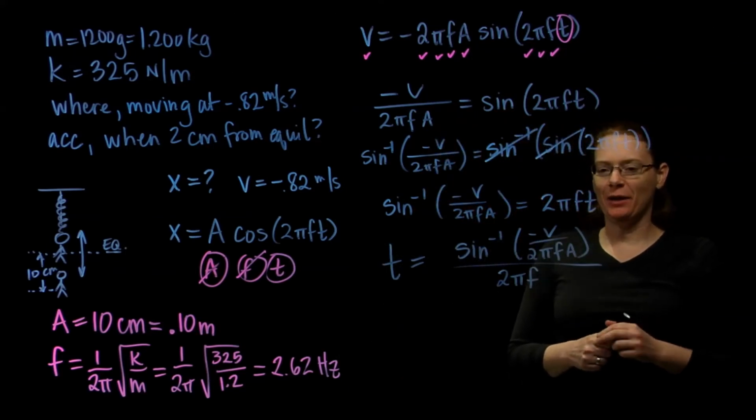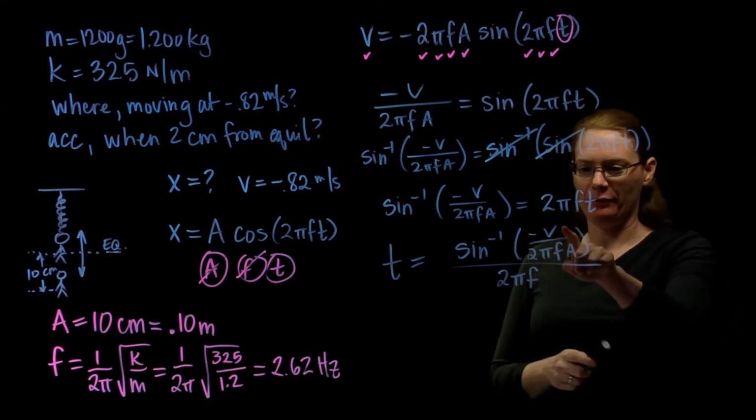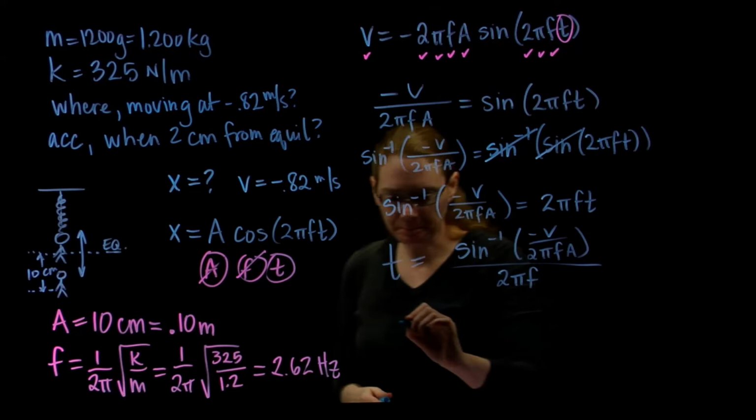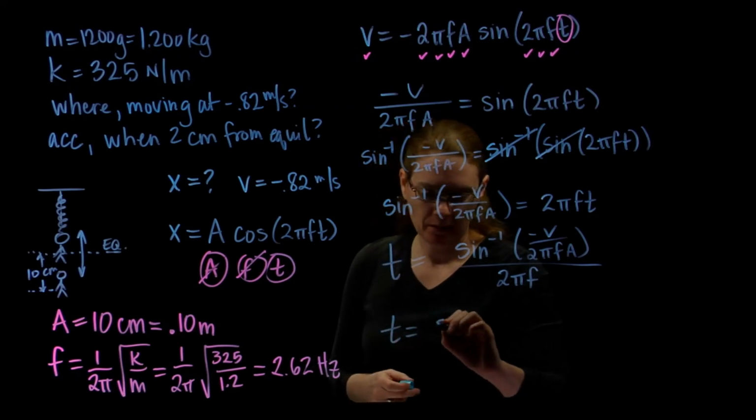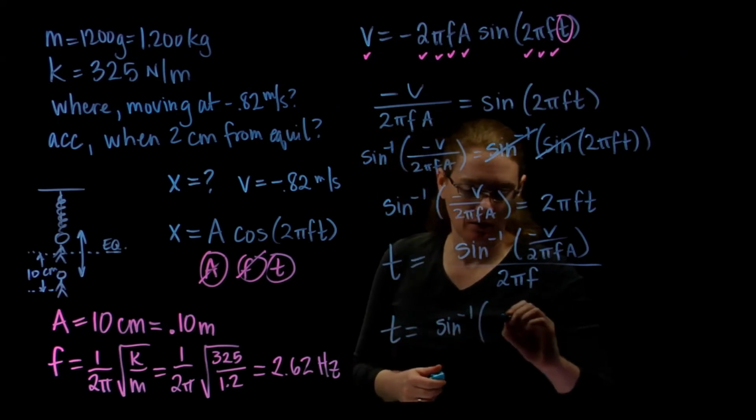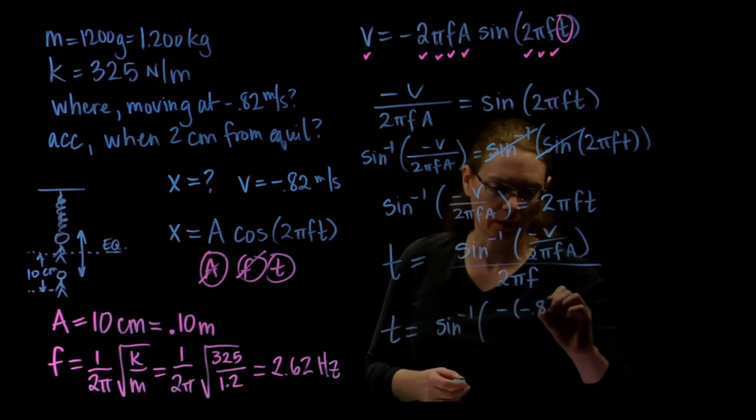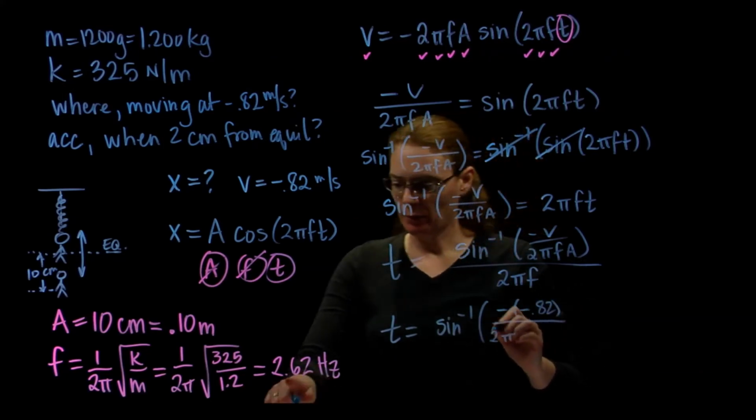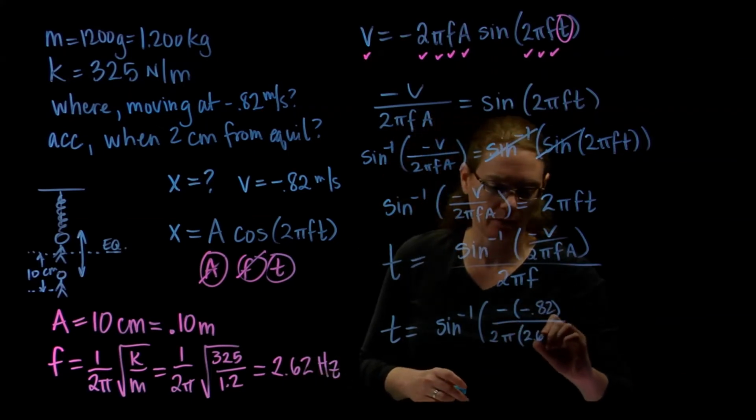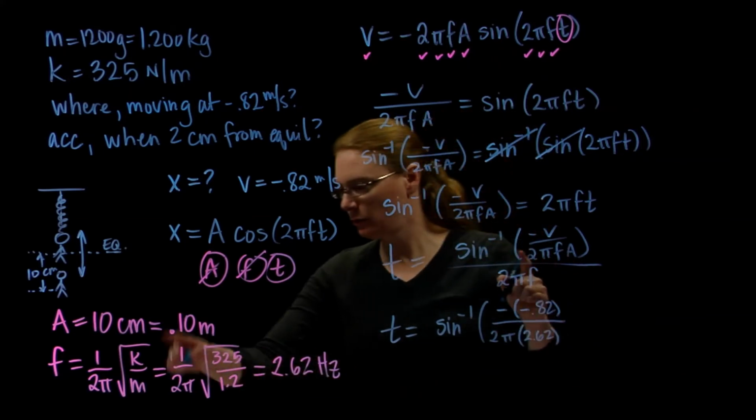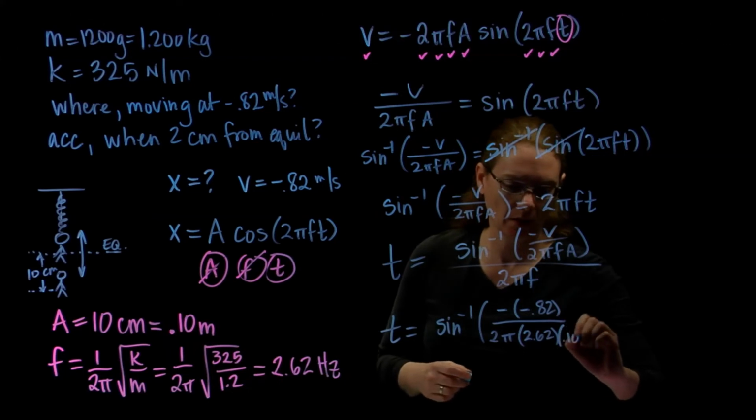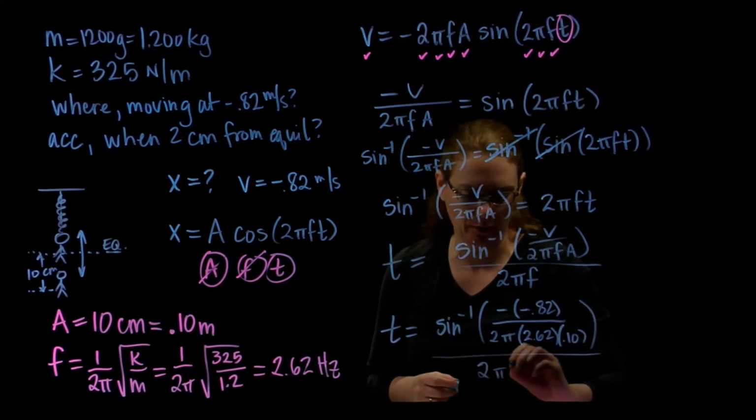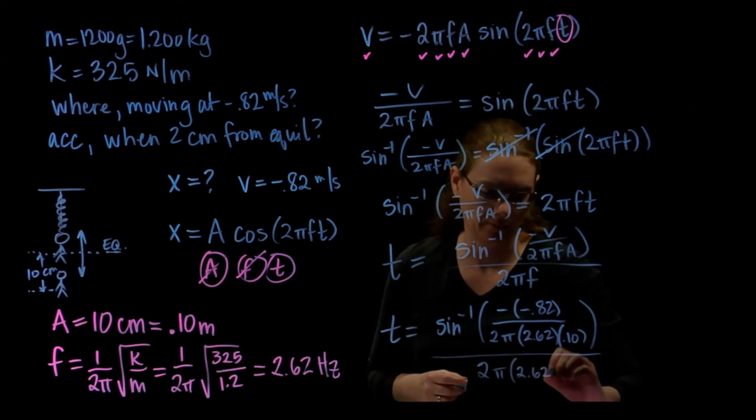So now I know all of these variables. I know v, I know f, I know A, I know f. I can solve this for time. So if we plug things in, inverse sine of negative 0.82 over 2 pi. My frequency is 2.62. My amplitude is 0.10. All over 2 pi times my frequency again, 2.62.